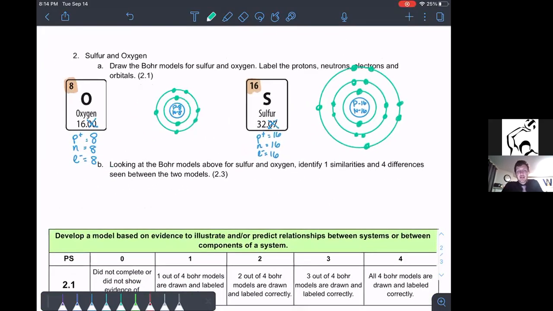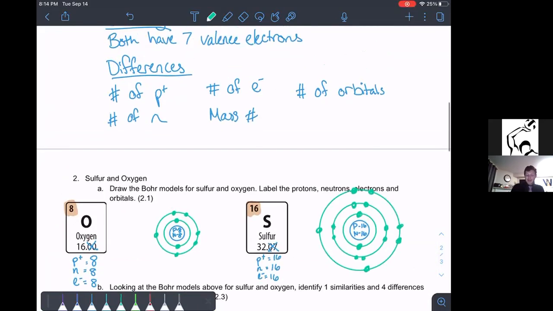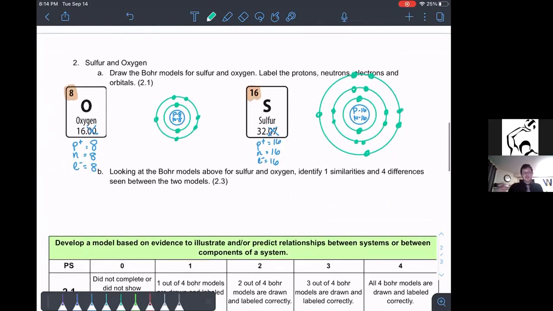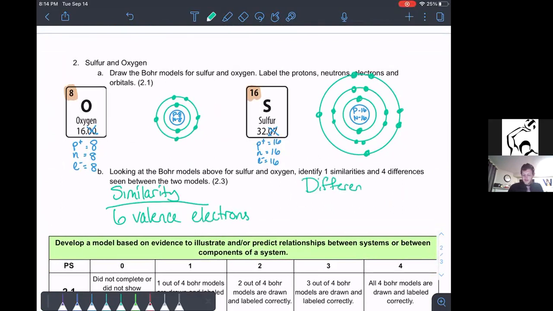Again, we're looking for similarities and differences. If you would like to just write the exact same ones or very similar ones, the only difference being that there are only 6 valence electrons now. So similarity, 6 valence electrons. Our differences, number of protons, neutrons, electrons, orbitals, mass number. All of those are different values. So all those help us find different things.